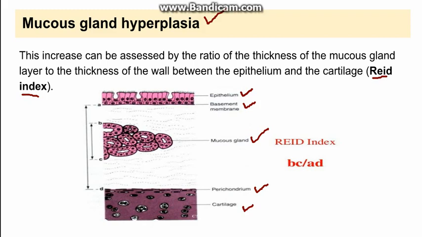Now, what is Reed's index? Reed's index is the thickness of the mucus gland, that is this point B and C. If we divide the B and C thickness, that is the mucus gland thickness, by the thickness from the epithelium to the perichondrium, this is known as Reed's index. It's the ratio of thickness of the mucus gland layer to the thickness of the wall between the epithelium and the cartilage. And when there is chronic bronchitis, as we know, there is increase in the mucus glands, so the Reed's index will change.